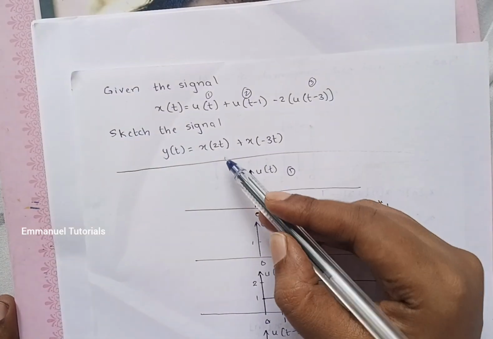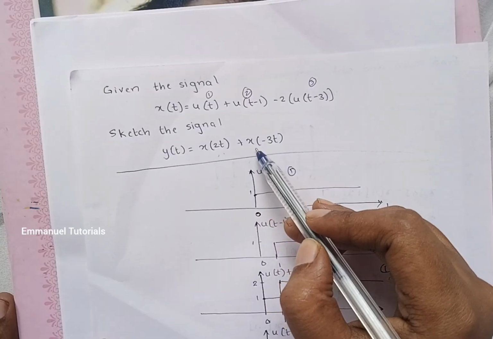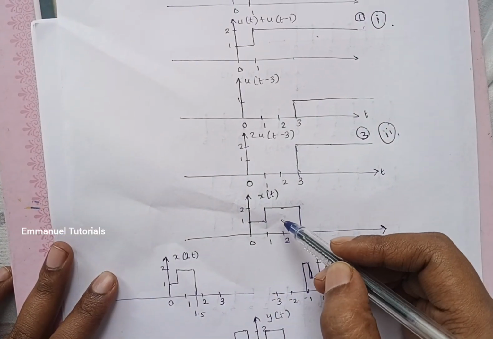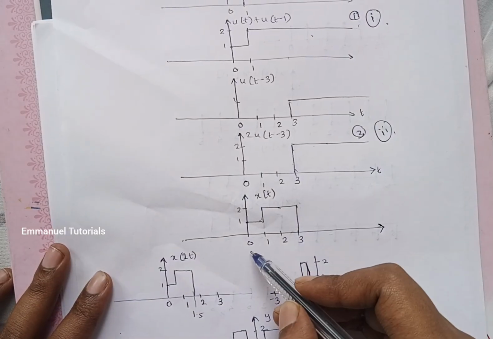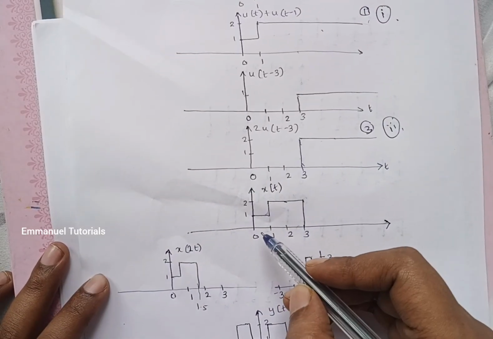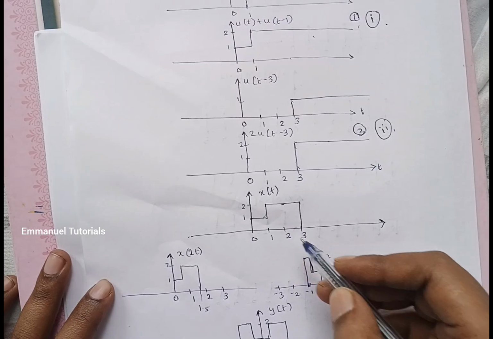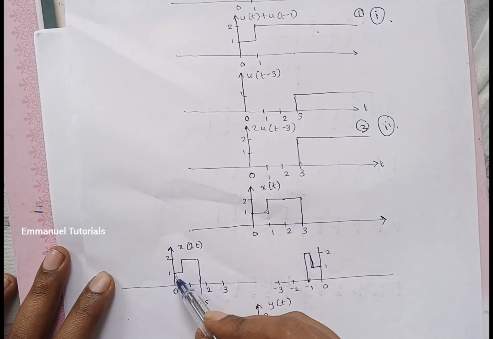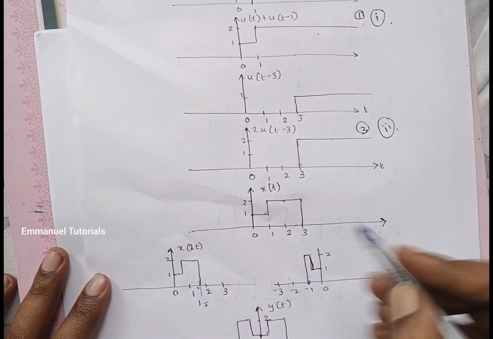And for our y of t, what we need is time scaled versions. One is x of 2t and one is x of minus 3t, and we are going to add both. For x of 2t, it's going to be a time scaled version by 2. So the signal at 0 will appear at 0 by 2, which is 0. Signal at 1 will appear at 1 by 2, which is 0.5. Signal at 2 will appear at 2 by 2, which is 1. And signal at 3 will appear at 3 by 2, which is 1.5. So this will be our resultant time scaled version of x of t, which is x of 2t.